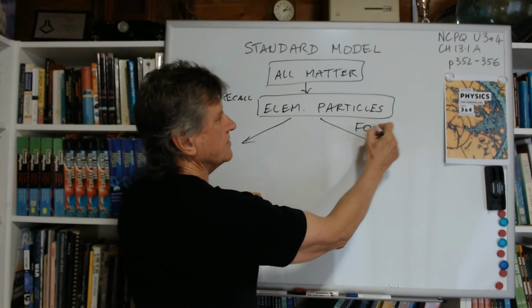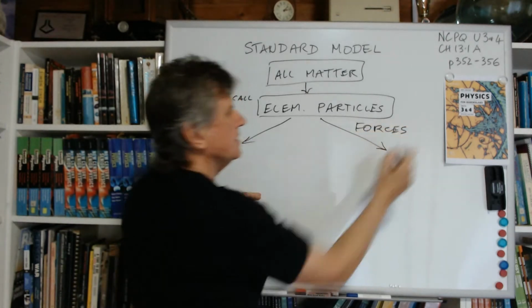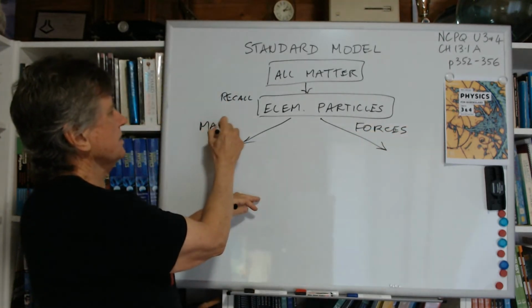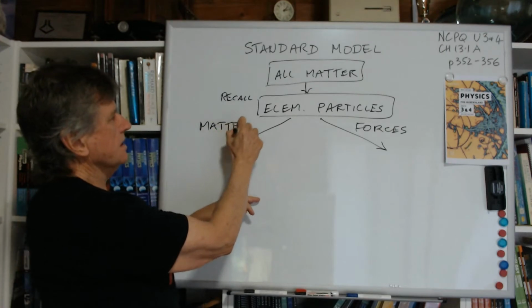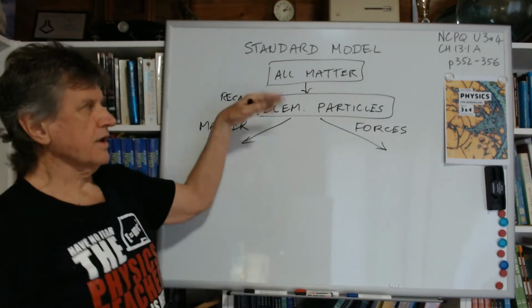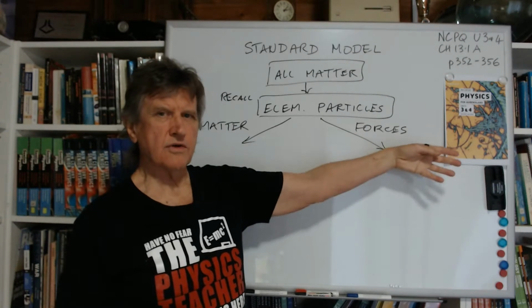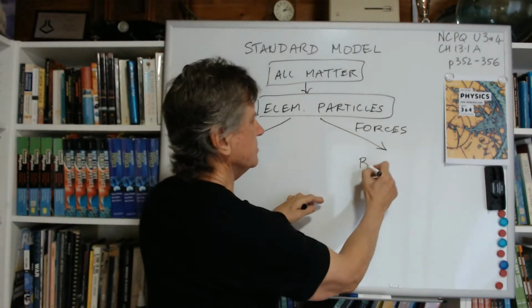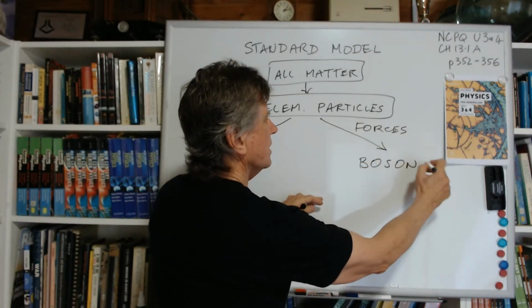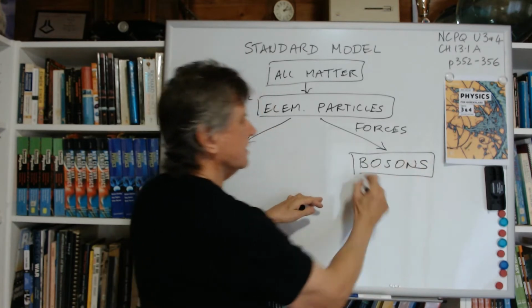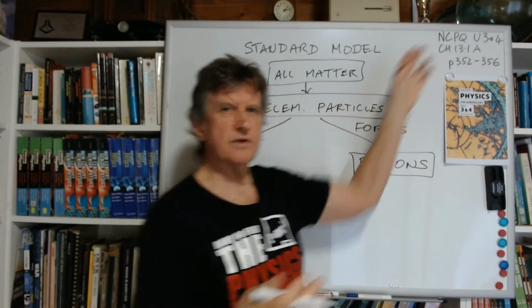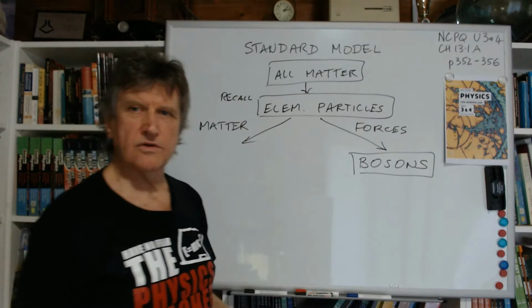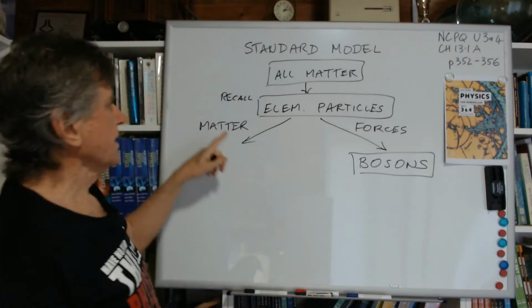Now the elementary particles can be of two types: ones that look after the forces, and ones that look after just your ordinary matter. We're going to have a look at forces later on, but these things are called the bosons, and that'll make up 13.2 in the textbook and in this video that I'm making now.